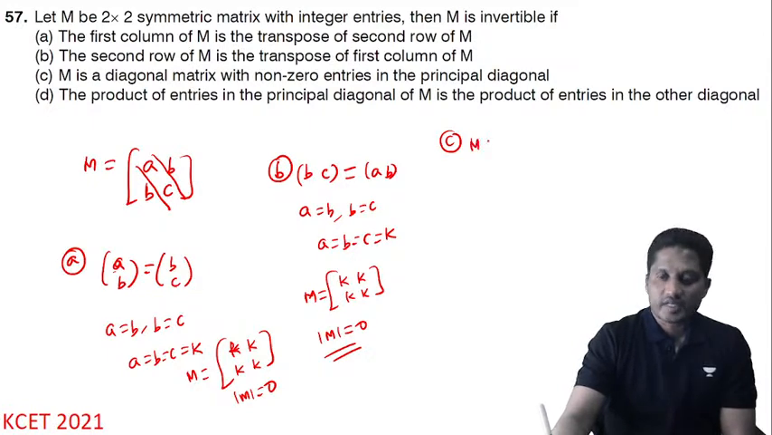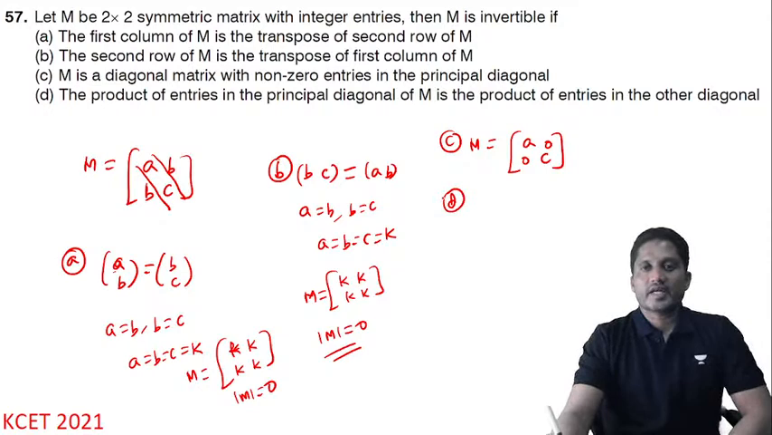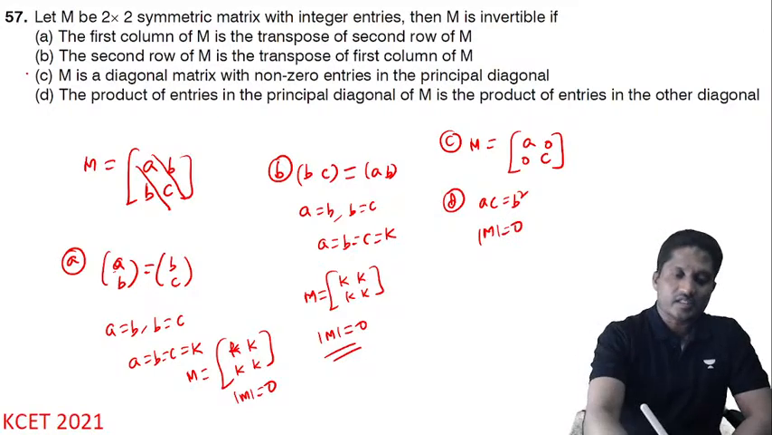C is correct. M is a diagonal matrix with non-zero entries. So this is A, C, 0, 0. Obviously the inverse will exist. Even the last option doesn't work, because the product of the principal diagonal entries of M is equal to the product of the entries in the other diagonal. So according to the question, AC is equal to B square. So this means that determinant is 0, inverse doesn't exist. Answer is option C only.